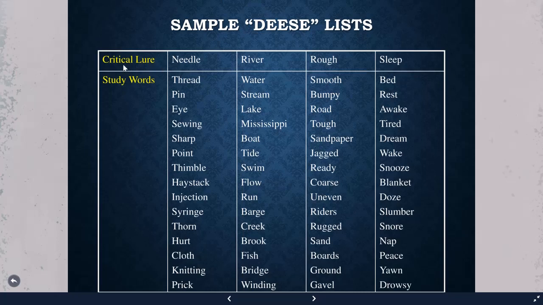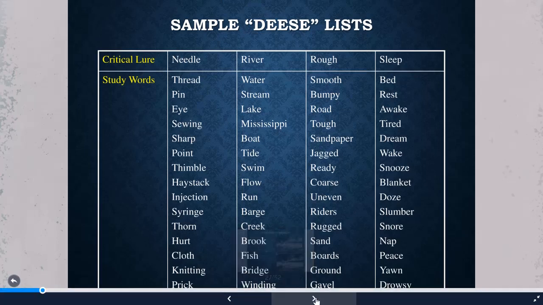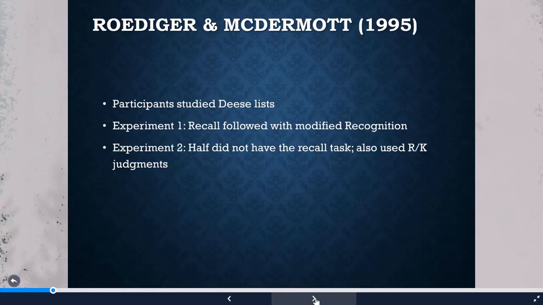These are what are called the critical lures. The lure is a new word, and you want to see if people sort of take the lure. It's a critical lure because each one is highly associated with its list. There are, I think, 13 or 14 of these Deese lists that people could study. And Roediger and McDermott had them study the Deese lists.